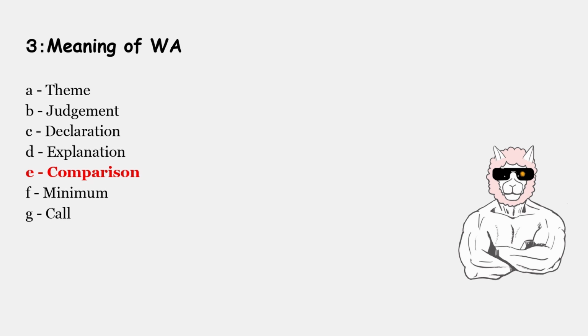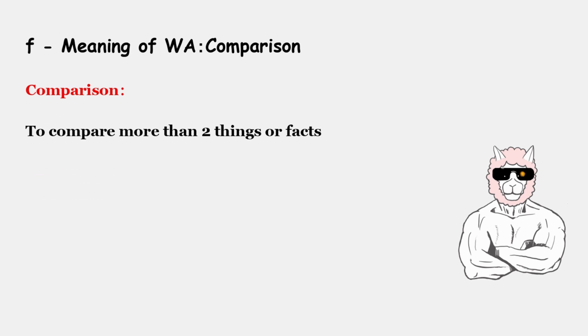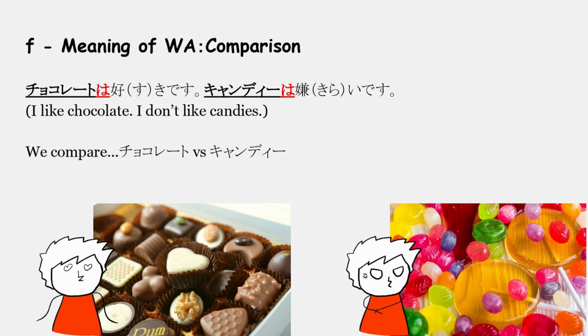The fifth, the comparison. The comparison is to compare more than two things or facts. For example, チョコレートは好きです。キャンディーは嫌いです。By this, we compare the chocolate and the candy. So, what is used? Is it clear? Me, I prefer chocolate to candies. How about you?